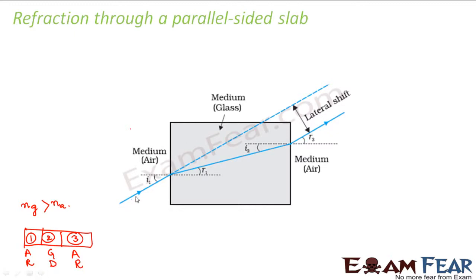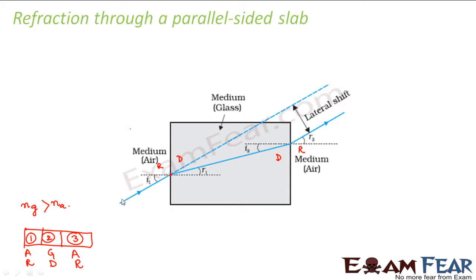So what is happening? This is my incident ray. It hits this boundary. That means it is entering from a rarer medium to a denser medium. So what will happen? It will bend towards the normal. Which is the normal? This dotted line is the normal. So it bends towards the normal. So this is the angle of refraction. So again it hits this boundary and again it goes out. So refraction again takes place, but this time it is going from denser medium to rarer medium. So it will go away from the normal. So this is the angle of refraction. So in this case, the angle of refraction is greater than the angle of incidence, right?